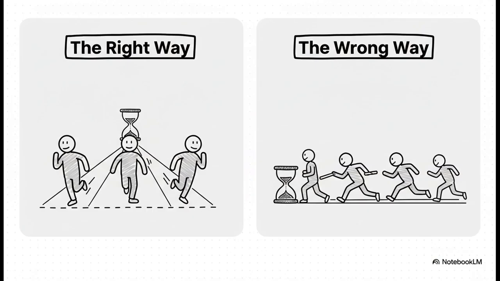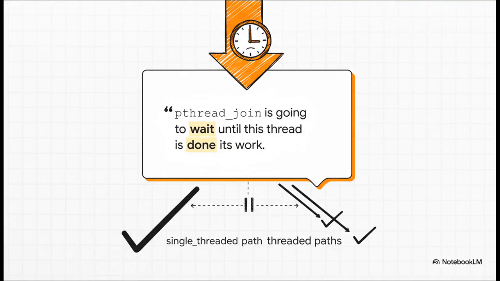Now look at the wrong way. We create a thread and then immediately join it. Then we create the second one and join it. The code looks almost the same, but trust me, the performance difference is massive. And here's the reason why.